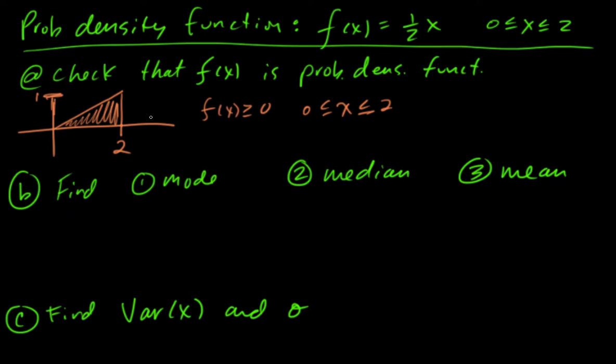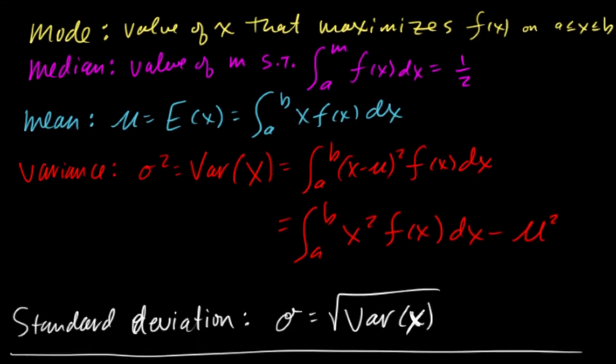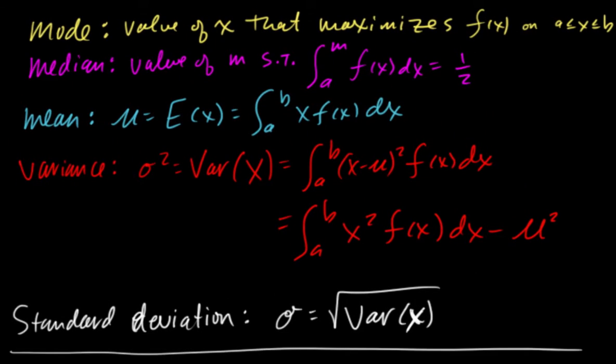And then we need to find the area. We don't need to do the integral on this one because it's just a right triangle. So it's going to be 1/2 base times height. The 1 doesn't matter, and 1/2 times 2 is going to equal 1. And so both those check out, so it is a probability density function. Now down here, it wants us to find the mode. And if we look at the mode back up here, it says the value of x that maximizes f of x.